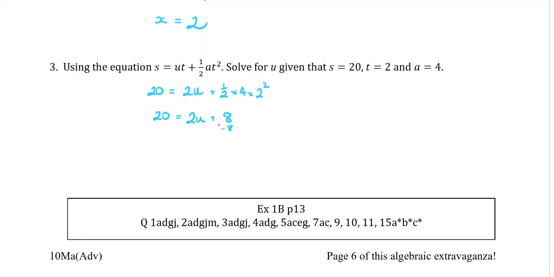So I'm going to minus the 8. And because I like my pronumeral on the left, I'm going to switch the 2u over to the left. And 20 take away 8 is 12. Then finally divide by 2 and we get u is equal to 6. And we're done.